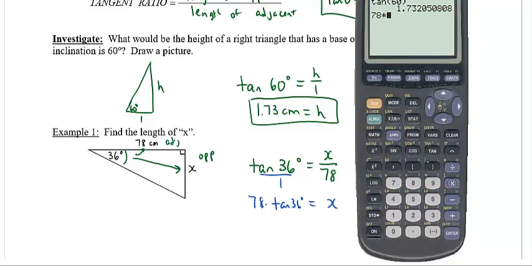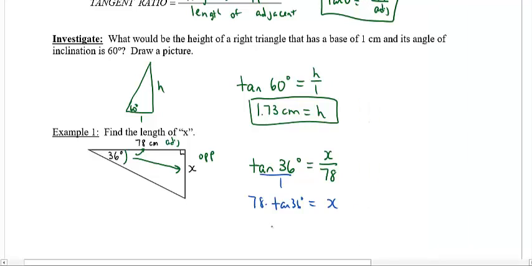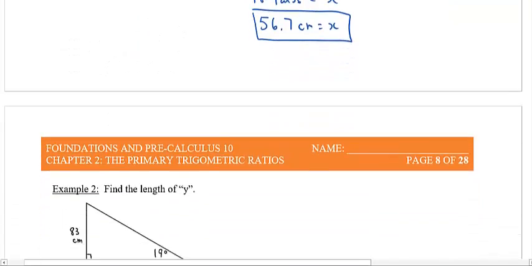78 times tangent 36. Bam! 56.67. Cool. 56.7 centimeters, and that is equal to the opposite side. Alright, let's turn the page.